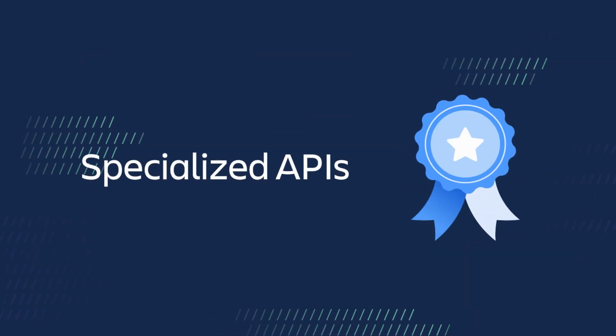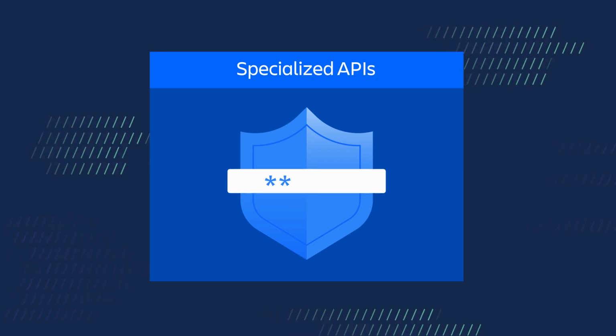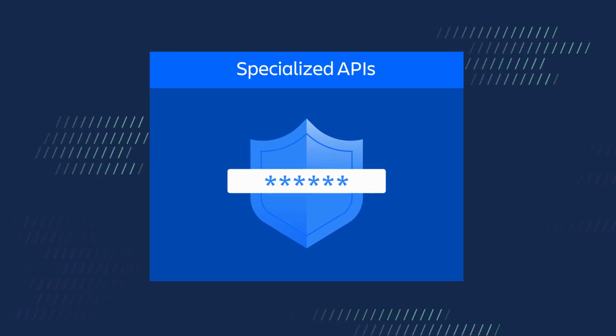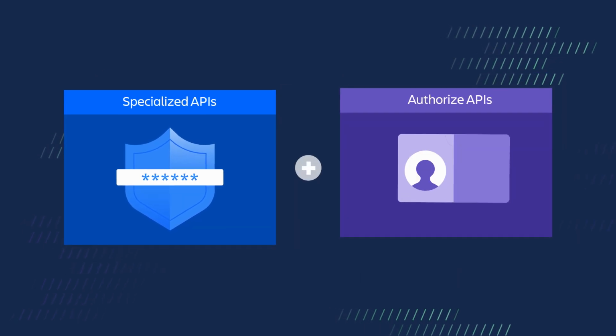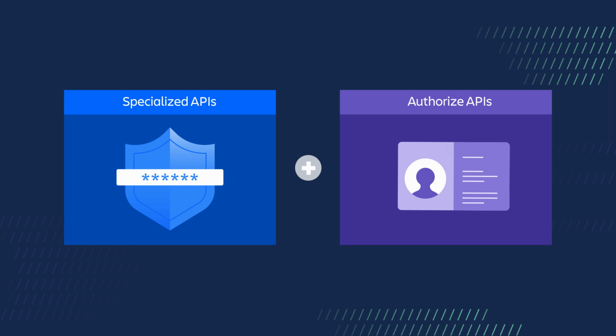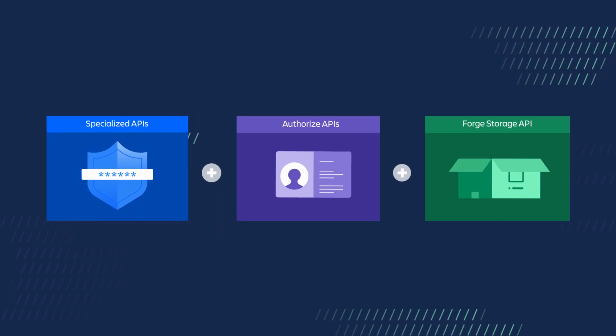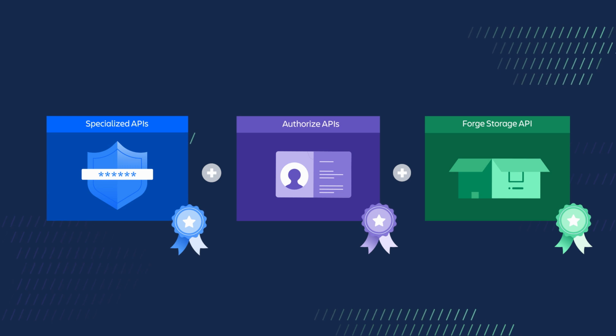Forge also includes a set of specialized APIs. These include a privacy API for complying with GDPR user privacy regulations, and an authorize API for checking the current app user's permissions. Another notable API is the Forge Storage API, which allows you to store data in Forge's database.